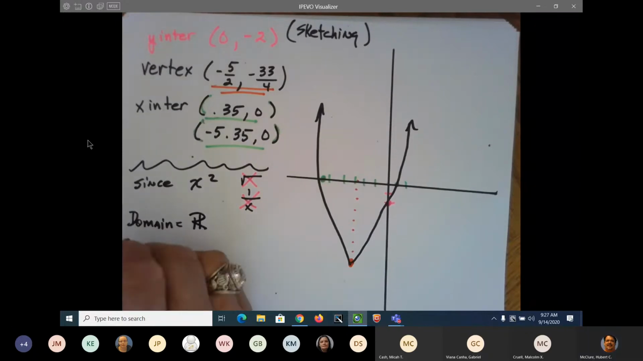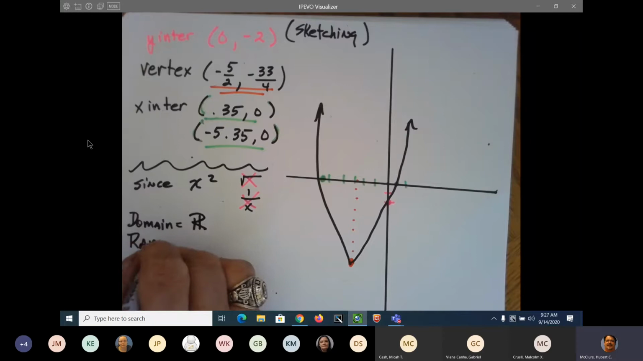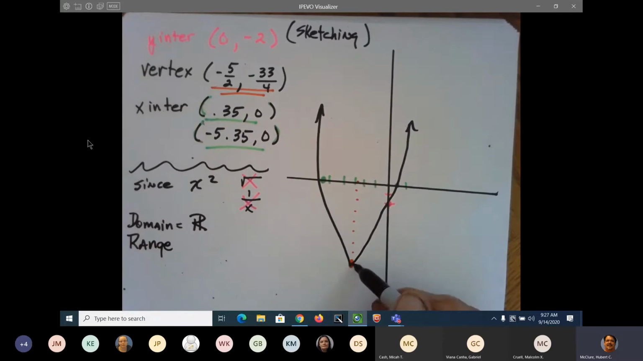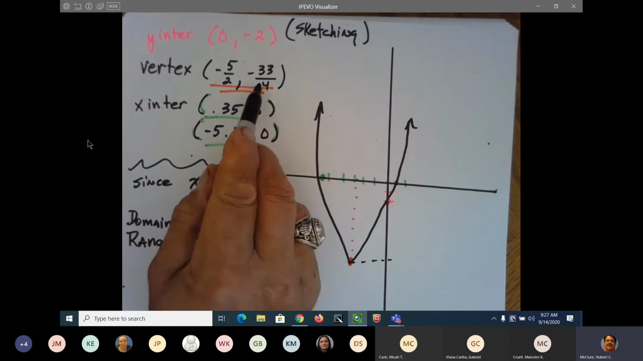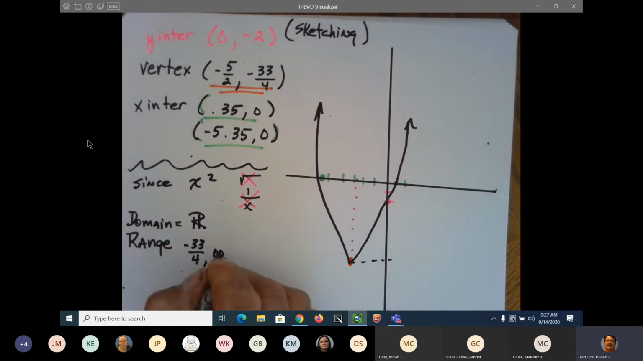Range, let's see, that's our y values. So whatever number that is, that's negative 33/4 to infinity.